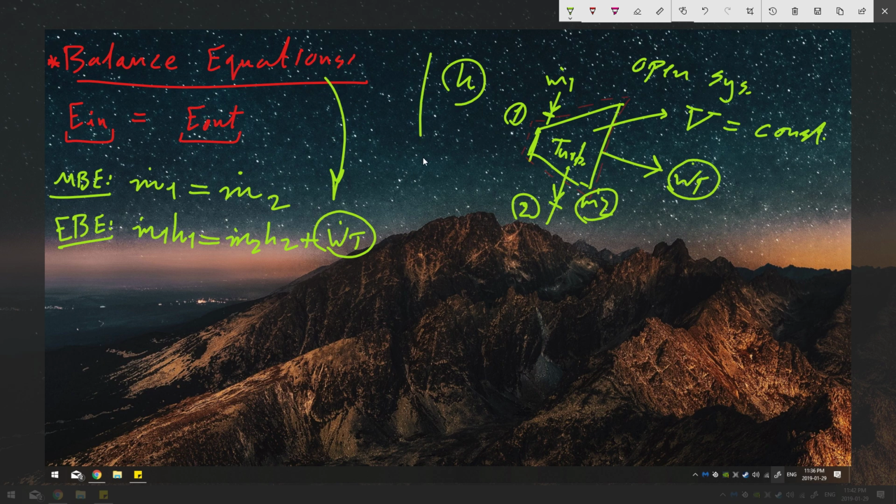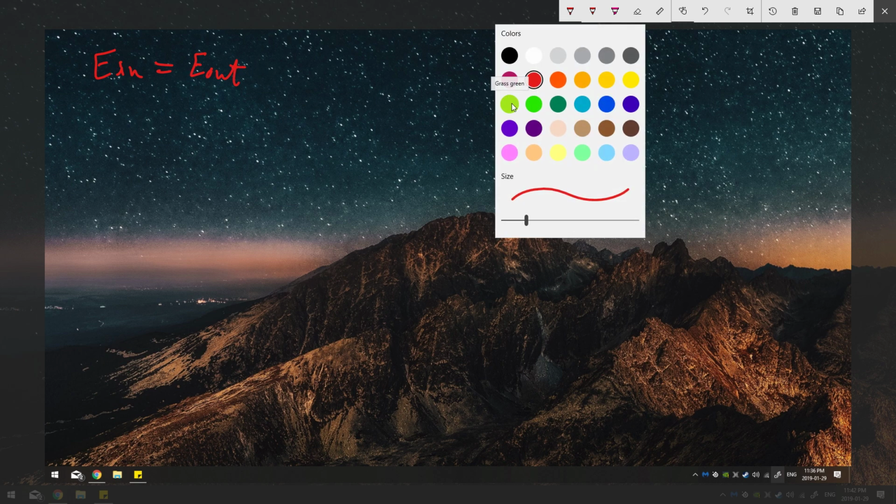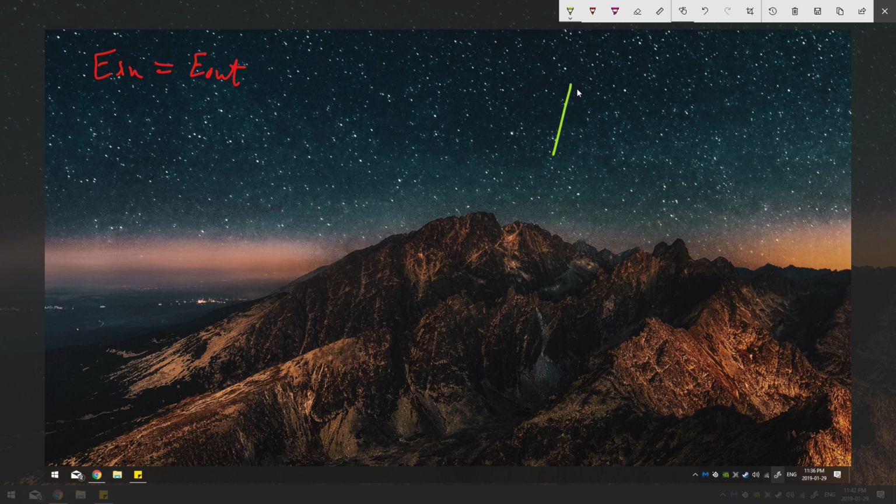So we did our analysis here on this turbine. Let me give you another quick example, right? So again, we said that E in is equal to E out. Whatever comes in equals whatever comes out, right? So if I give you this mixing chamber, right?